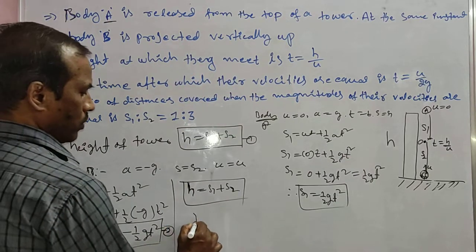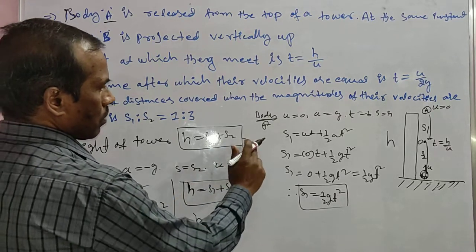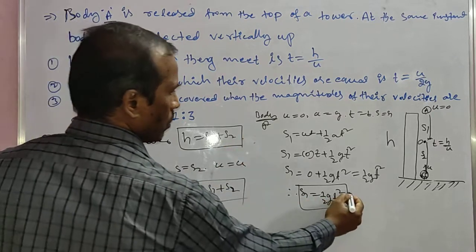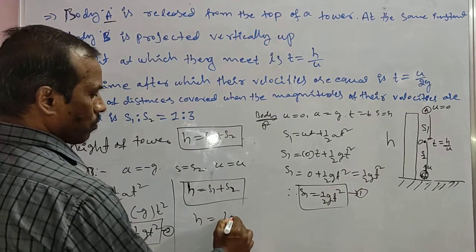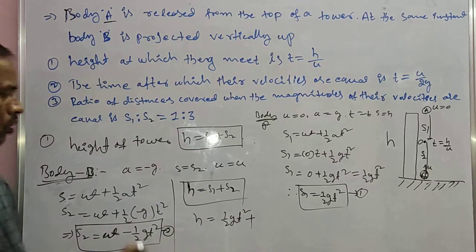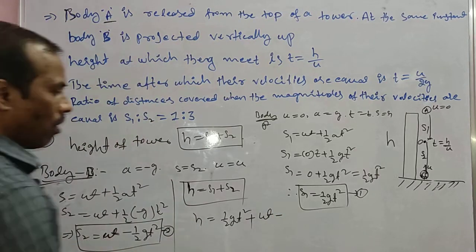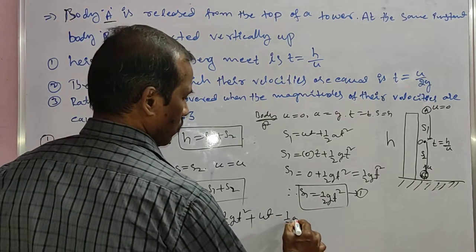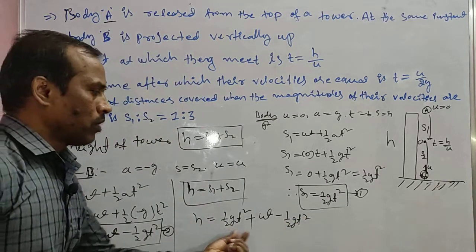Now H is equal to S1, nothing but, sorry, this one is not correct. This is equation 1: half g t square plus S2. S2 is equal to ut minus half g t square. So the half g t square in one is positive and the other is negative.